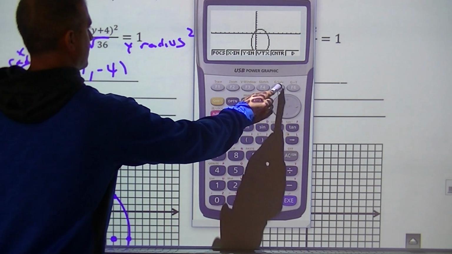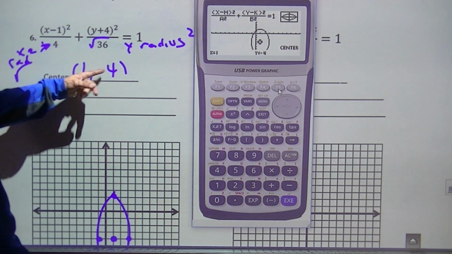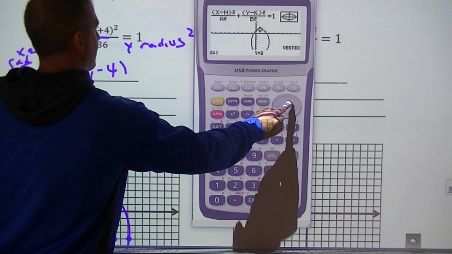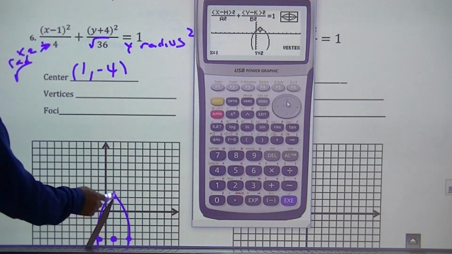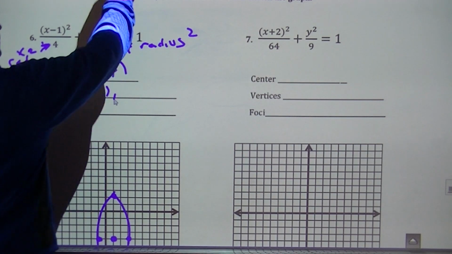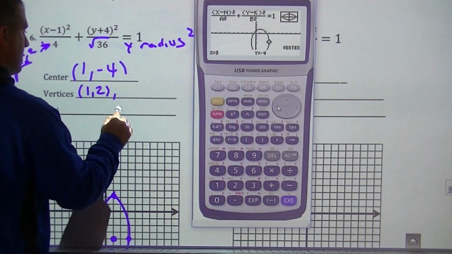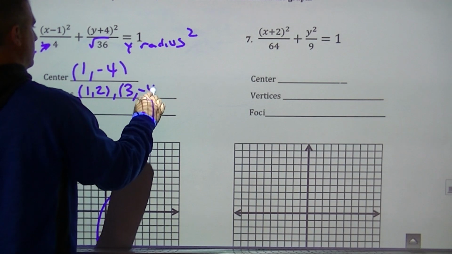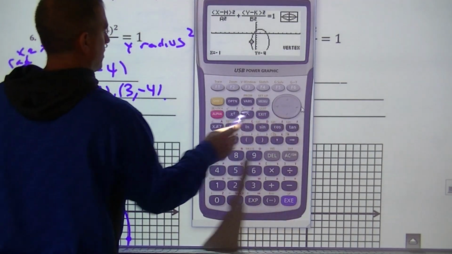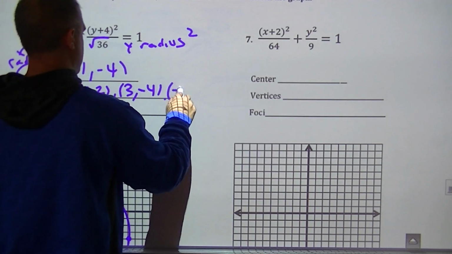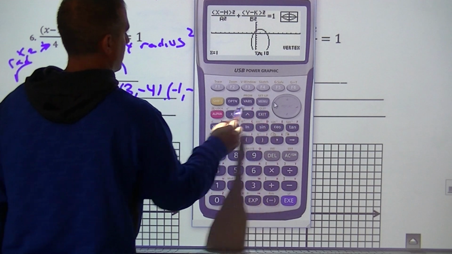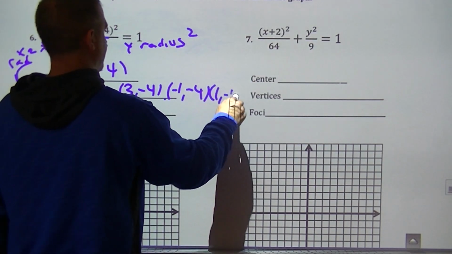G-solve center, 1, -4 is my center. G-solve vertices, I got all my vertices. My vertices, you can do that from the picture too. 1, 2, 3, -4. -1, -4. And 1, -10. Okay?